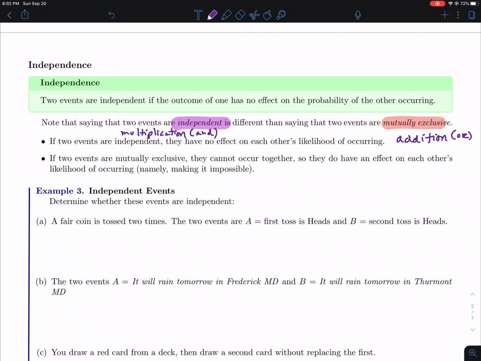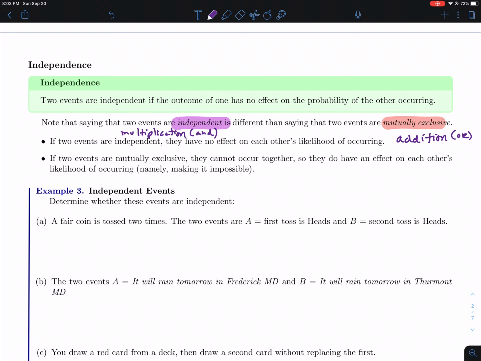So again, two events are independent. They have no effect on each other's likelihood of occurring. And another thing that happens with independent events is they can happen at the exact same time. Like having two heads with a coin is something that can possibly happen. But two events that are mutually exclusive can't ever occur together. Since it's an OR problem, you're going to get one or the other. You're not going to get both in either one of these situations. So that's another thing that makes it different from an independent problem. So again, independent is AND, multiplication; mutually exclusive is OR, addition.